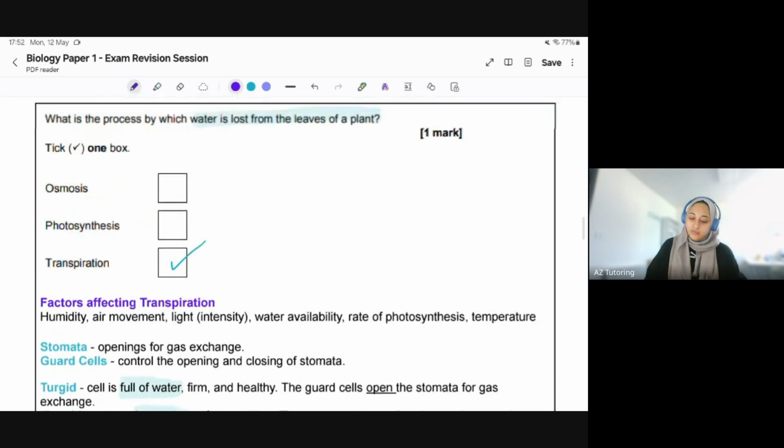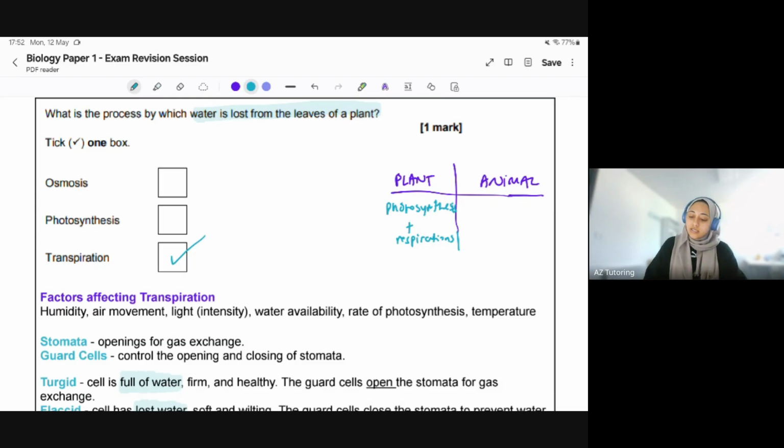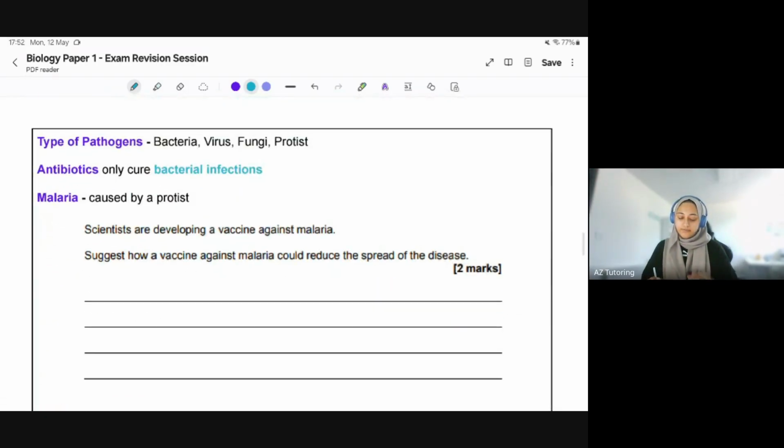That's another point I want to make as well. In a plant, both photosynthesis and respiration take place. So a plant respires and photosynthesizes. An animal cell just carries out respiration. Just think of it as a human. As humans, we don't carry out photosynthesis. We don't have plant cells. So make sure you understand that as well.